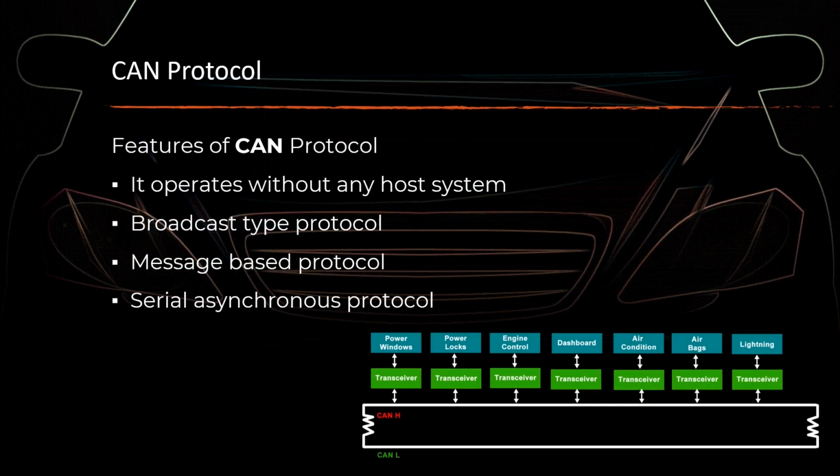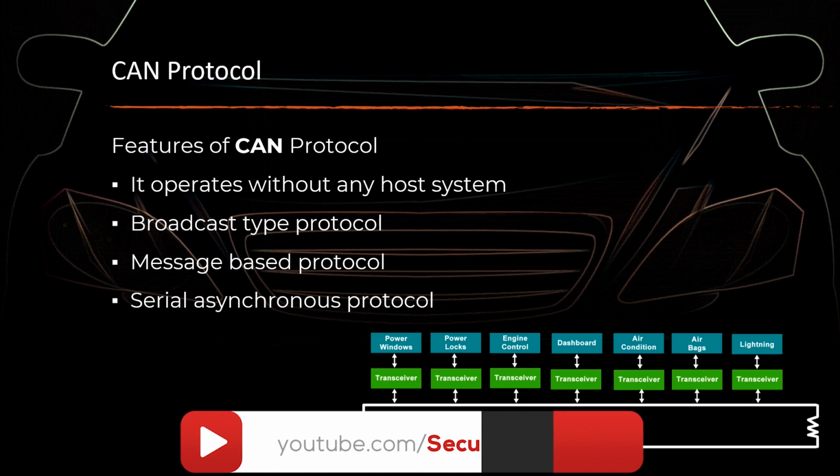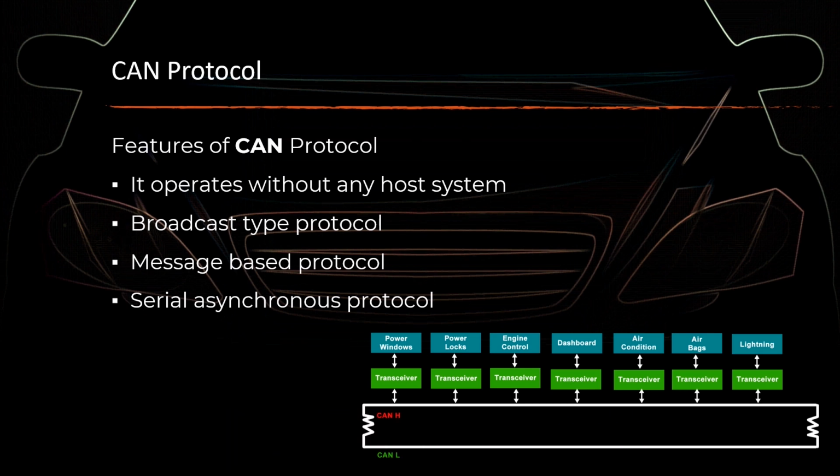So CAN protocol operates without any host system. So over here you can see all the nodes are connected on CAN lines, and these nodes are independent of each other. So suppose we remove the air condition node, it won't affect the traffic from other nodes, and all the other nodes will work properly on CAN protocol. So it operates without any host system, and it's a broadcast type protocol. So all the nodes will have access to CAN high and CAN low lines, and all the nodes can transmit or receive packets from these two lines on the network. And it's a message based protocol.